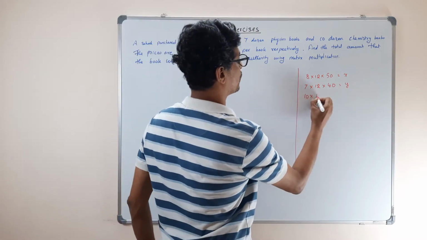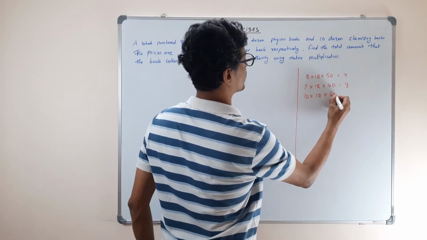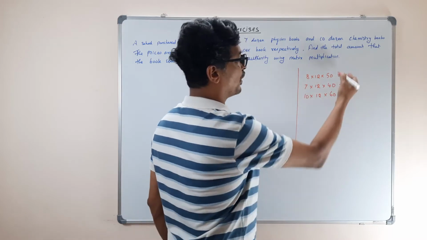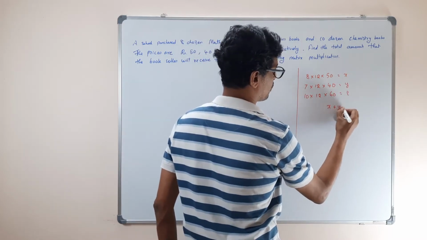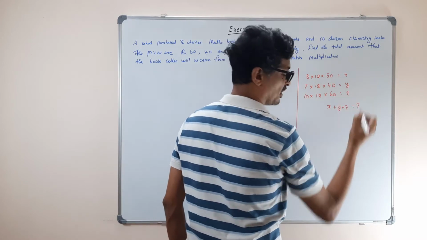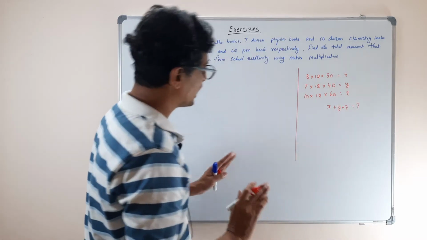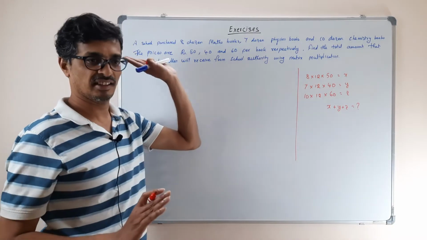10 dozen. 10 into 12 into 60 will be z. You want to find out x plus y plus z. Correct? What the question they are asking is x plus y plus z equal to what? So basically you want to write down these equations like this.